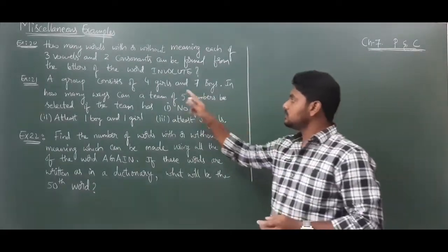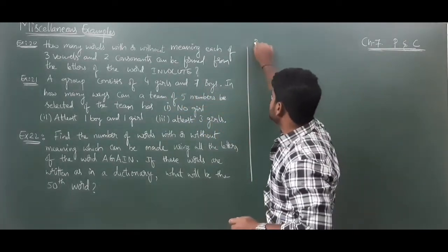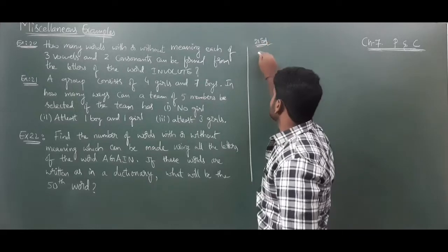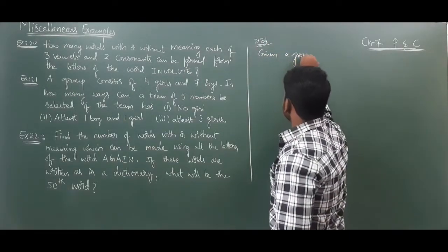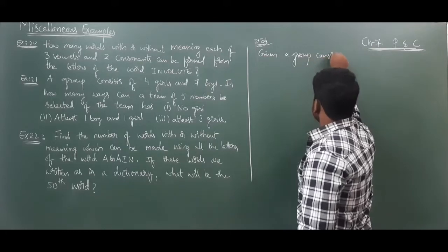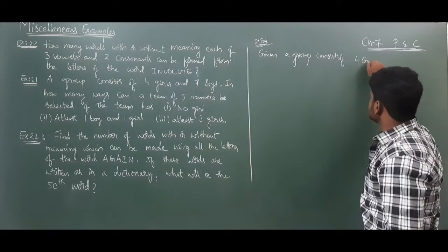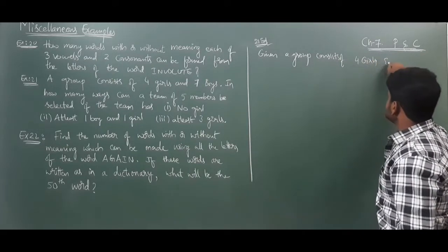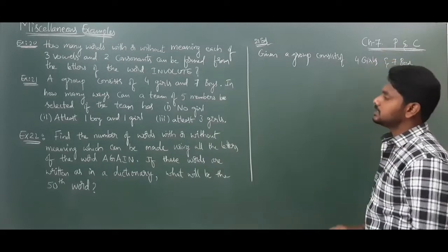A group consists of 4 girls and 7 boys. First of all, write down the given data. 21st solution. Given a group consists of 4 girls and 7 boys.